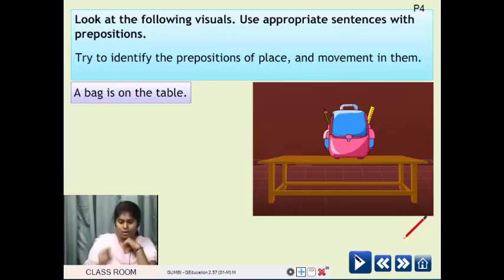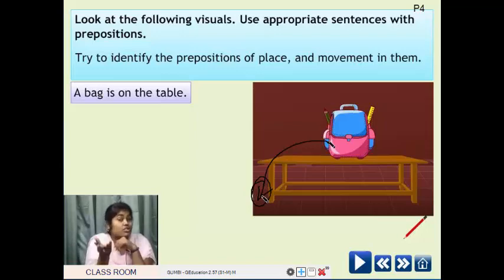Now, suppose I take this bag and keep it here. Yes, I have taken that bag and I have kept it here. So which preposition are you going to use? How will you say it? Where is the bag now? See, ma'am has put it there. Is the bag on the table? It's not on the table. I have placed it somewhere. Where is it? Can we say next to the table?